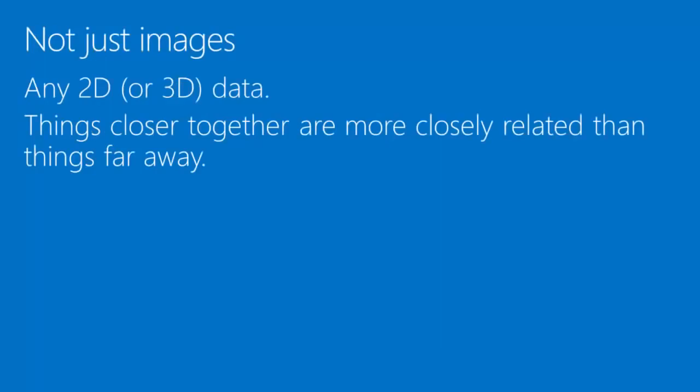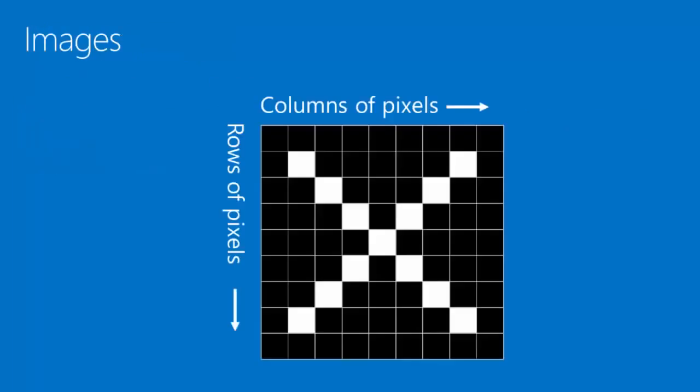Now, what's really cool about these, we've been talking about images, but you can use any two-dimensional, or even for that matter, 3- or 4-dimensional data. But what's important is that in your data, things closer together are more closely related than things far away. What I mean by that is if you look at an image, 2 rows of pixels or 2 columns of pixels are right next to each other, they're more closely related than rows or columns that are far away.